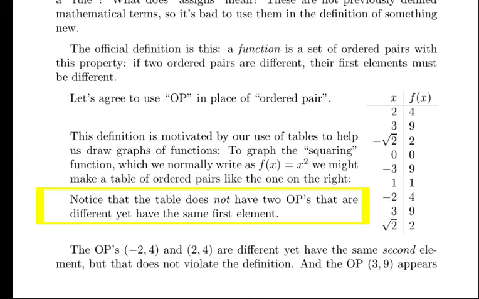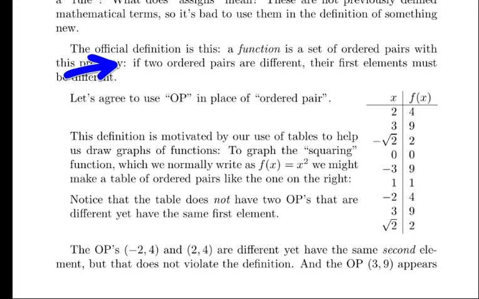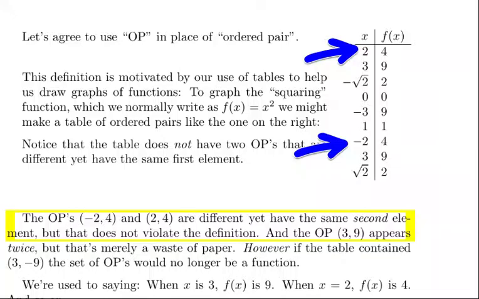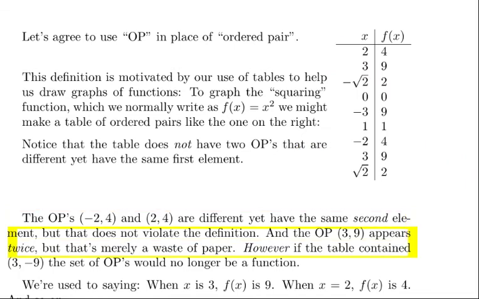Notice that the table does not have two ordered pairs that are different, yet have the same first element. This list of ordered pairs satisfies the property in the definition above. The ordered pairs minus 2, 4 and 2, 4 are different, yet have the same second element, but that does not violate the property in our definition. And the ordered pair 3, 9 appears twice, but that's merely a waste of paper.